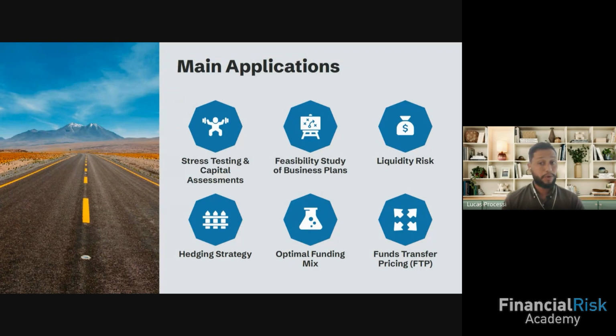Also, another important case is FTP. You can also use the results of the optimal funding mix to price your products and do that in an optimal way. Okay.